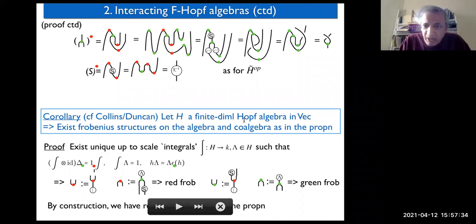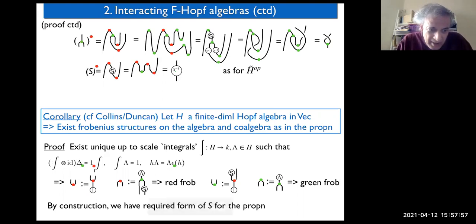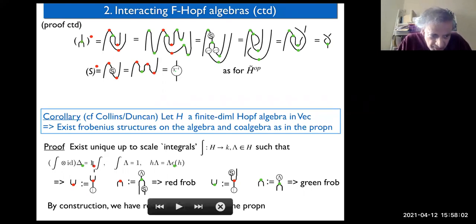So if H is a finite dimensional Hopf algebra in Vec, then there does exist a Frobenius structure on the algebra and coalgebra, meeting the conditions in the proposition. So everything works. And just to remind you of what Pareigis did. If you have an integral, so an integral on a Hopf algebra means a linear map which is translation covariant. If you think of the coproduct as like a group coaction, and that doesn't mean anything to you, don't worry about it. But this is the analog of a Haar integral. There's a bit of junk there to signal that. That's an integral on a Hopf algebra.